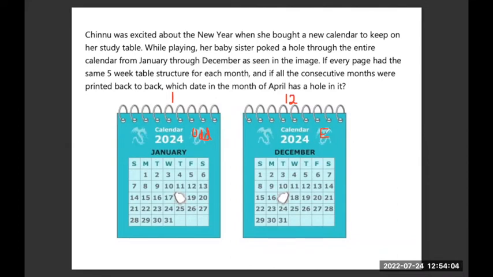So what it means is that the placement of the hole for an even month following an odd month will be something like this, and the placement of the hole for an odd month will be like this. The hole in an odd month will be happening in the third Thursday, and the hole in an even month will be happening in the third Tuesday.